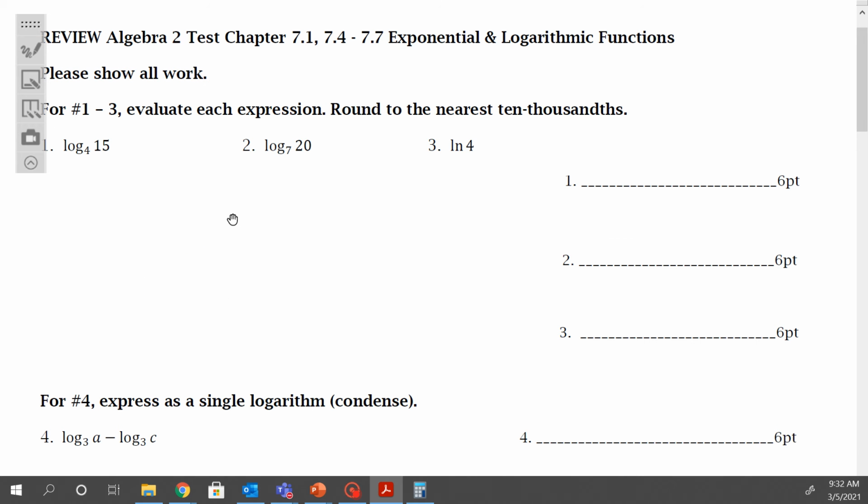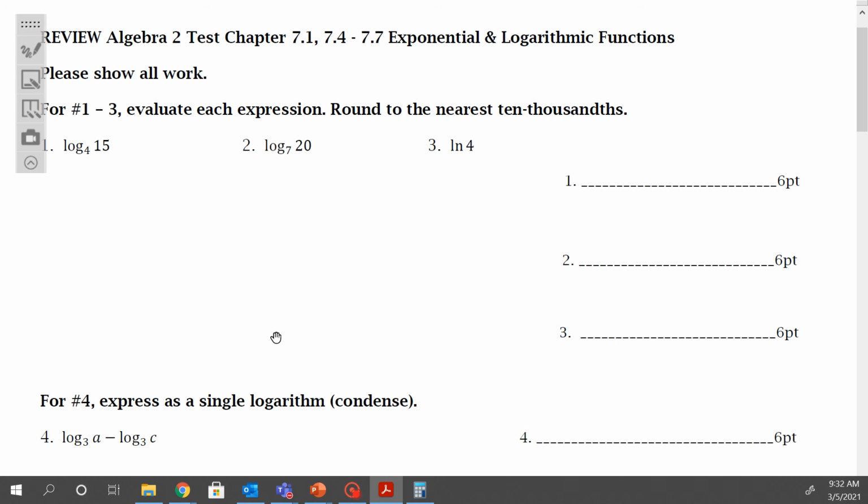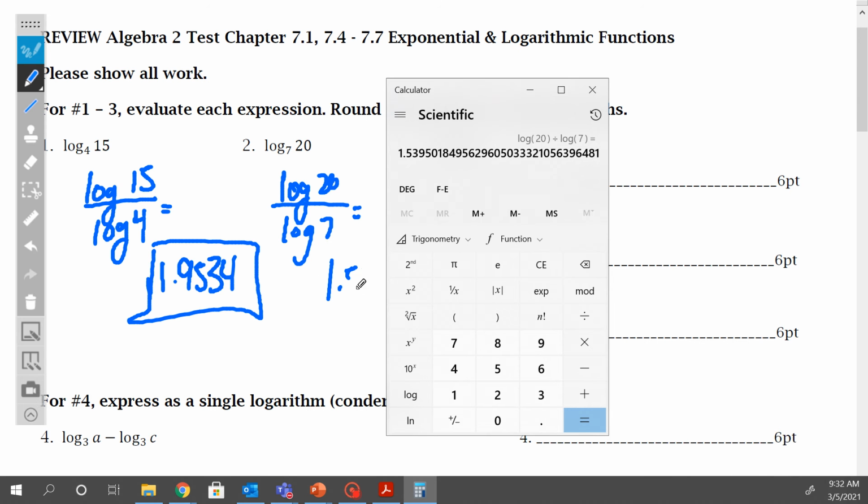Number 2, same idea. Common log of 20 over common log of 7. And we got 1.5395.